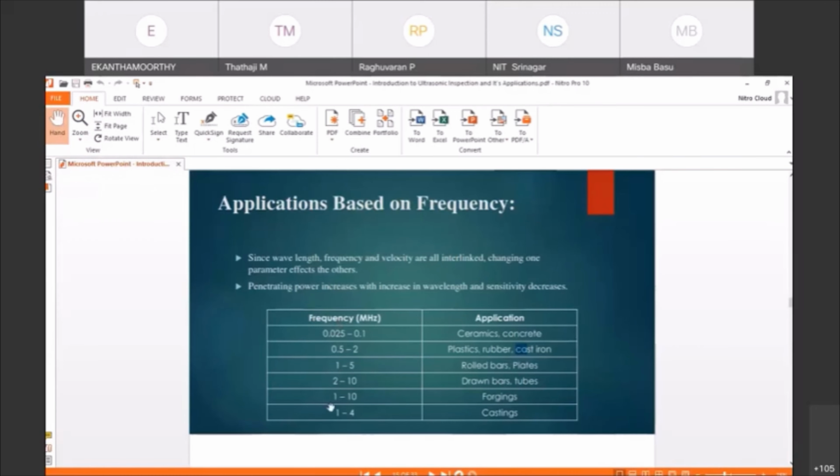So these are the basic frequencies, the applications for which we will generally use these particular frequencies. Why am I telling this? Selection of frequency plays an important role while inspecting a particular application. So we should understand how, when increasing the frequency, the wavelength is varying and how the attenuation factor is influencing. All these parameters are very important from the application point of view.